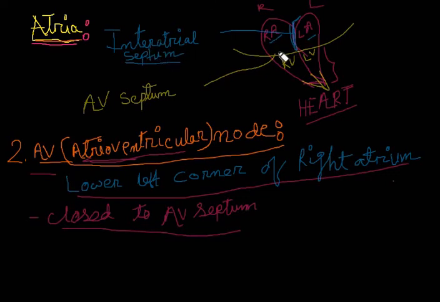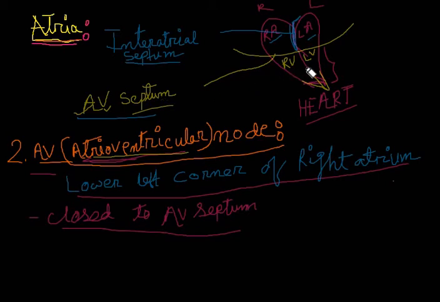And the septum which separates atria and ventricle, that is from right atria to right ventricle and left atria to left ventricle, is known as AV septum, where A means atrio and V means ventricular. Atrioventricular septum means the separation between atria and ventricle is known as AV septum or atrioventricular septum.